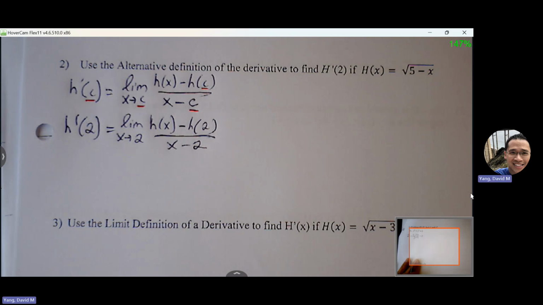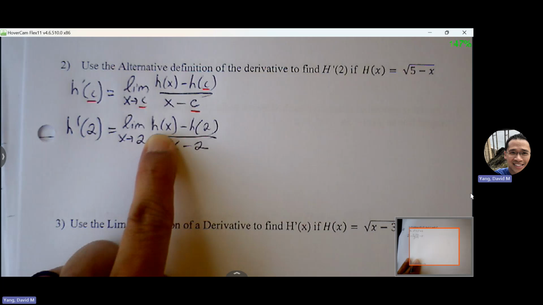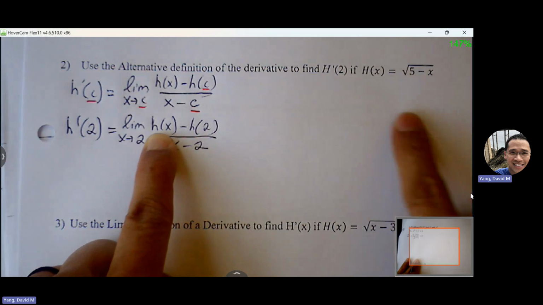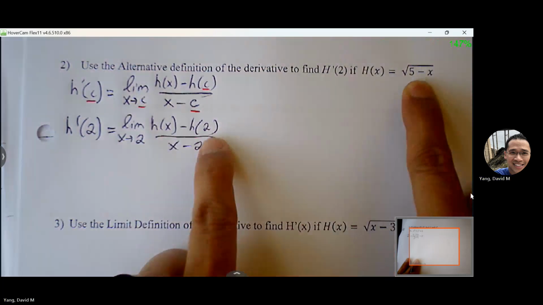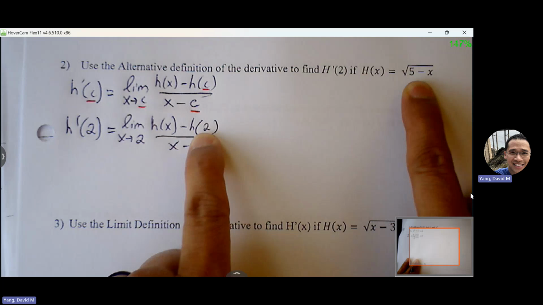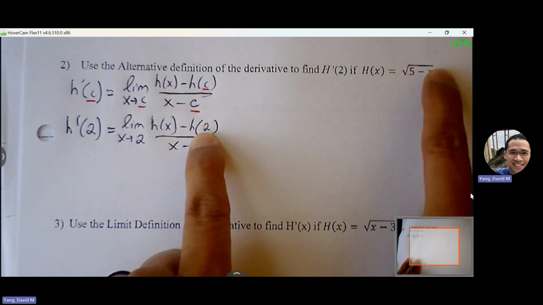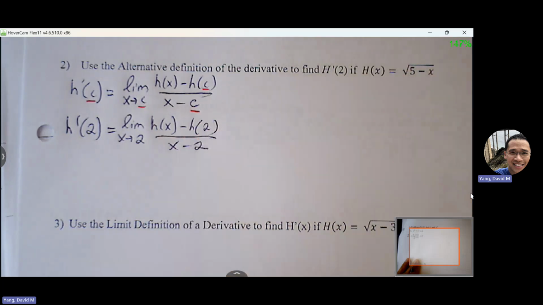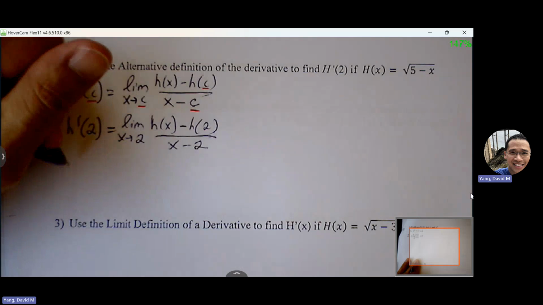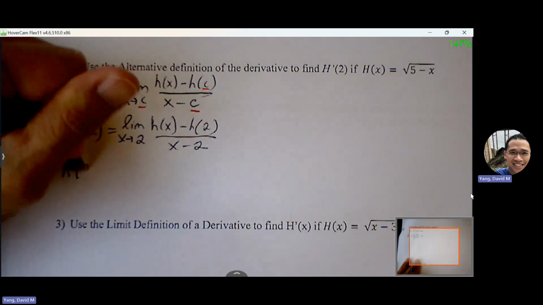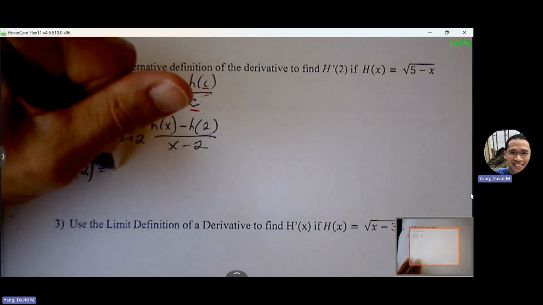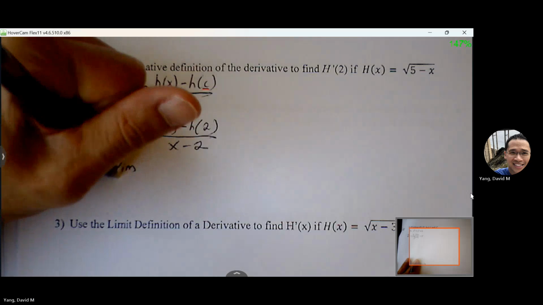So now, your next step will feel like the first step of your general definition, which is trying to find replacements for your numerator. What can I replace h of x with? 3 root 5 minus x. What can I do to find h of 2? Plug in 2, and h of 2 would be root 3. And then once you do that, it'll just feel like a normal limit problem where you do direct substitution and you go through your full process.